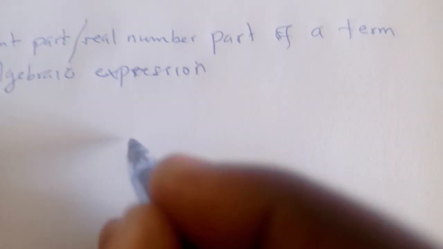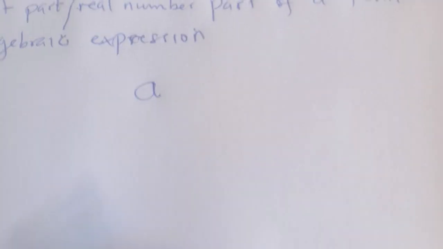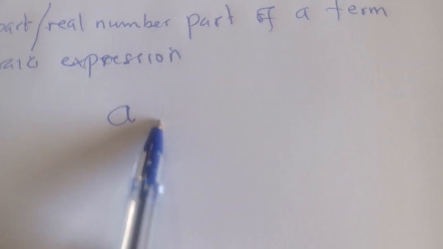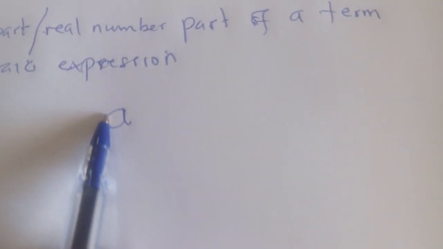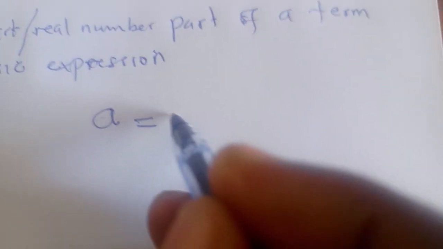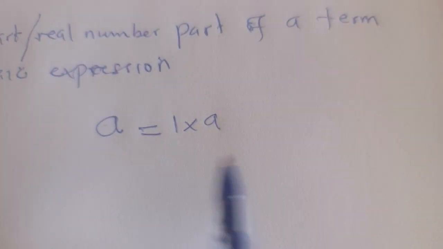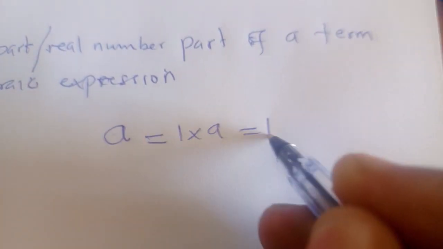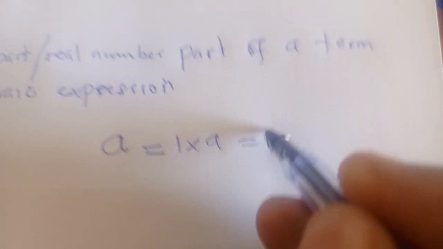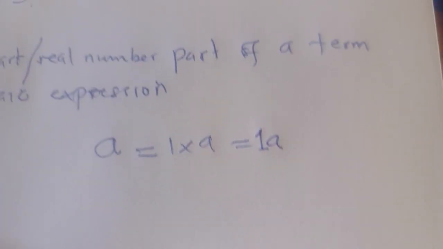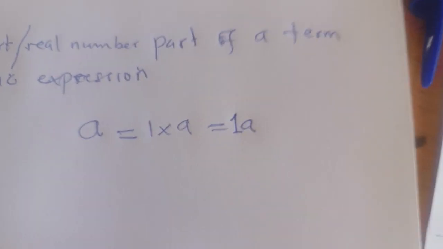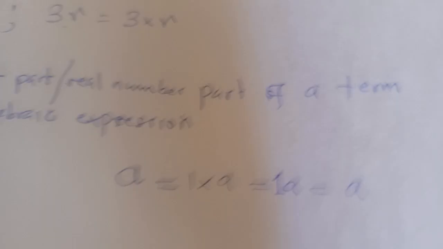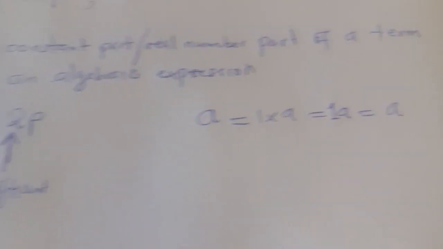What if you have an algebraic expression like a? So what is the coefficient in this case? Correct, you are right. The coefficient in this case is 1. So this a is simply the same as 1 times a. But now when the coefficient is 1, it is normally unnecessary to write it as 1a, because we know anything multiplied by 1 is that thing. So we never write 1a, we simply write a. So the coefficient in that case is 1, the constant part.